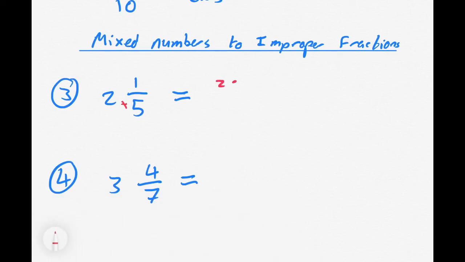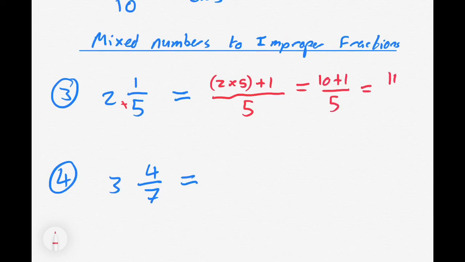So 2 times 5. And then we're going to add on whatever's on top, which is that 1. And we still have it all over 5. That doesn't change. But we times the whole number by the bottom number and add that to the top line. So that's going to make 10 plus 1 over 5, which is 11 over 5. And it's as simple as that.